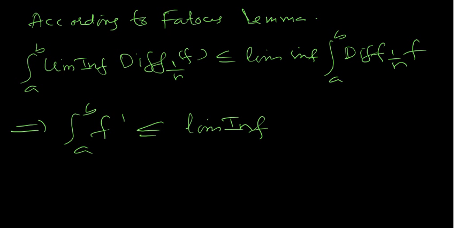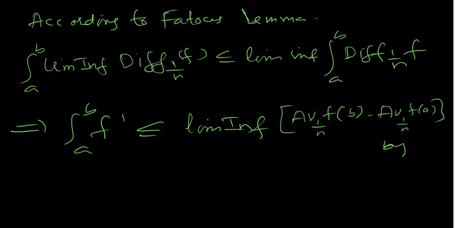What's that? We can apply that formula which we have already derived in equation number 2, where we had derived that the integral of the divided difference of f is equal to the average value at b minus the average value at a. Here h is 1 over n, so this is the average value of f at b minus the average value of f at a, by 2.